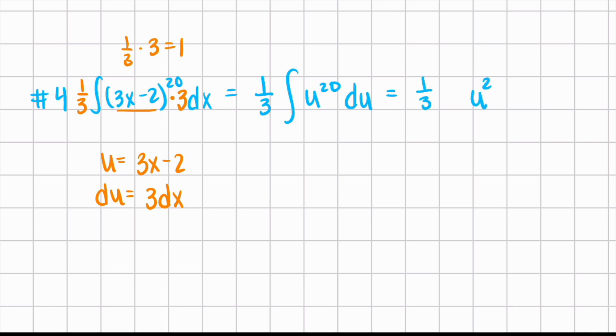So I have u to the 21st multiplied by 1/21. Don't forget the plus c. Simplify the fractions out front. We get 1/63. I'm going to substitute back in 3x minus 2. And we get our answer.